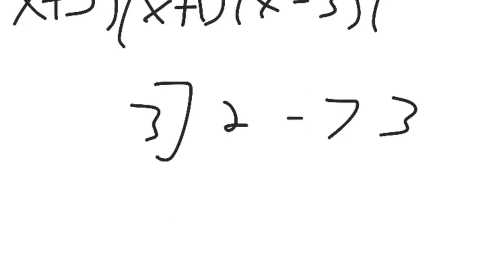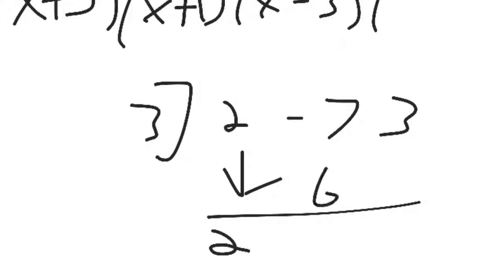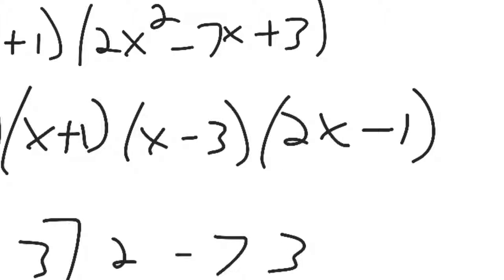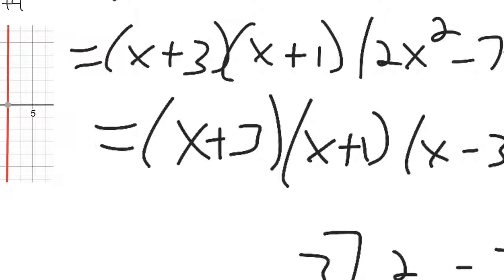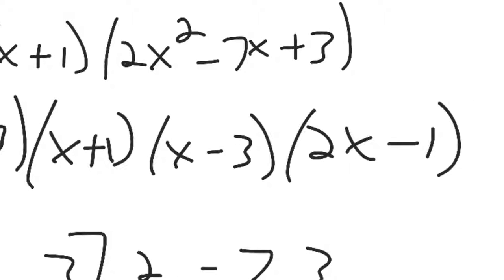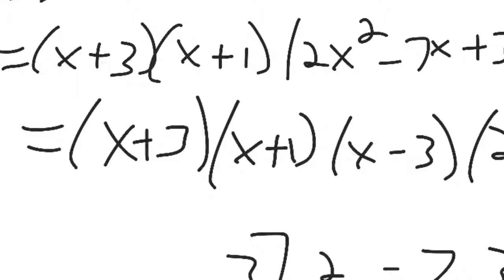Same process as before. We'll carry down that 2. We get 6. That makes -1, -3, 0. So here's what's left over: 2x minus 1. There we go. We've broken down the polynomial into 4 linear pieces: x plus 3, x plus 1, x minus 3, and 2x minus 1. Now we can find all those 4 solutions we were talking about.